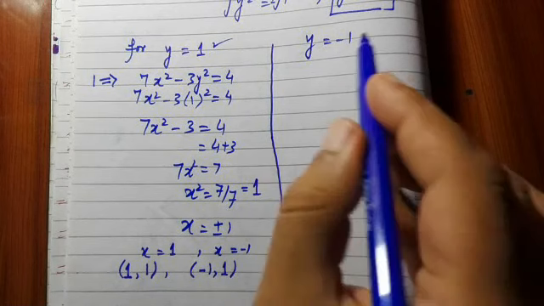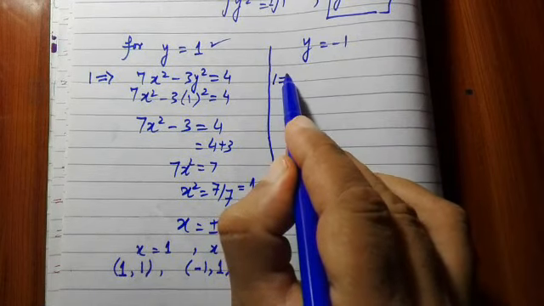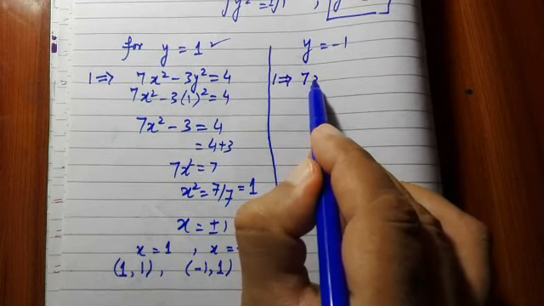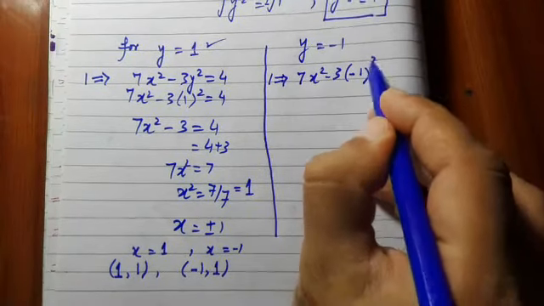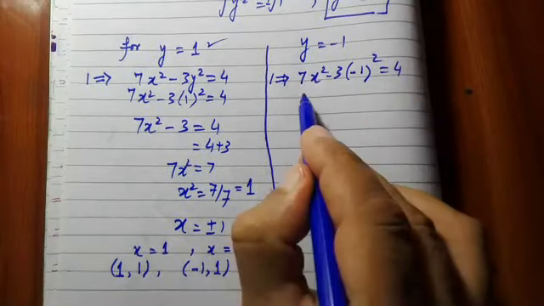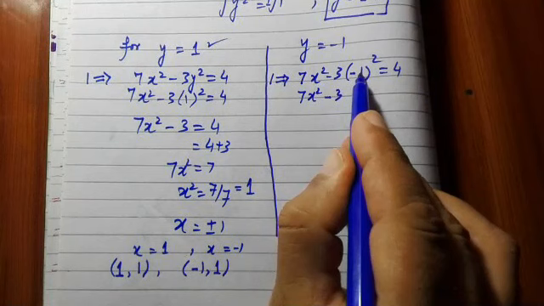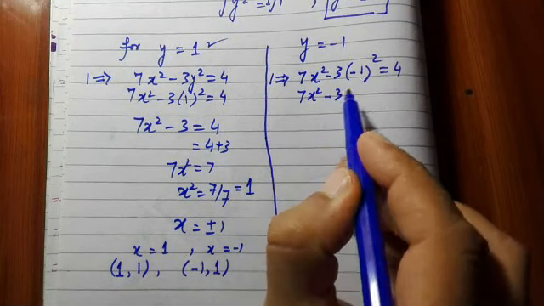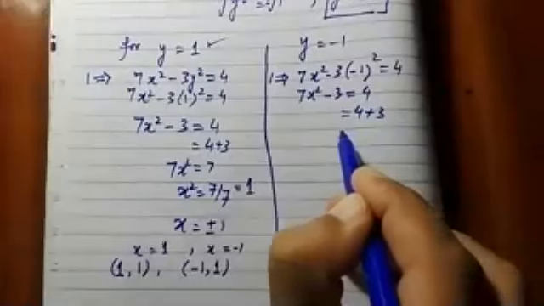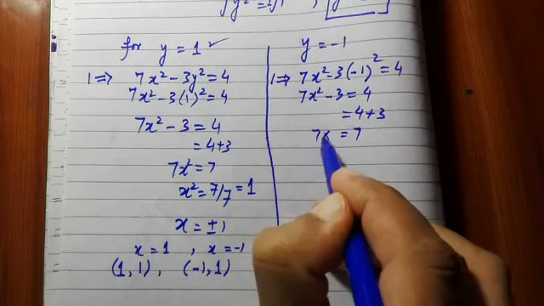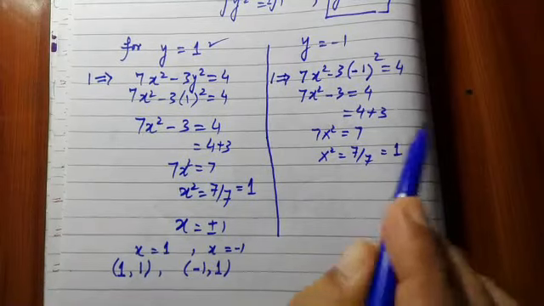Similarly, for y equal to minus 1, once you substitute it into equation number 1, suppose, again you will be getting the same sort of value, 7x square minus 3, and once you substitute the value of y, that is minus 1, because it is a perfect square, it will generate minus 1 whole square, again it will become positive, and plus into minus 3 will generate minus 3. So it will become equal to 4. So 4 plus 3, that is equal to 7. And again you will be getting the same answer, that is 7 by 7, that is equal to 1. So x square will be equal to 1.